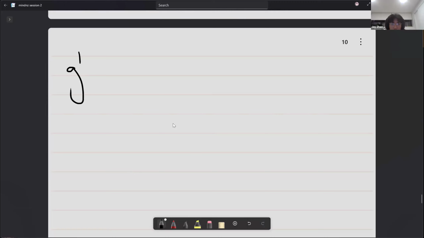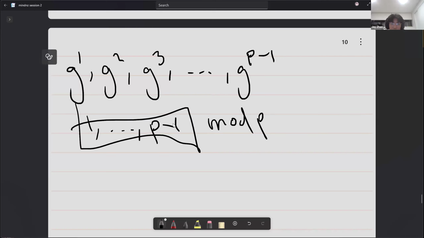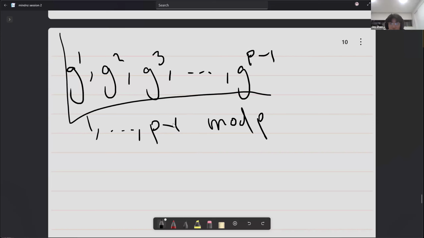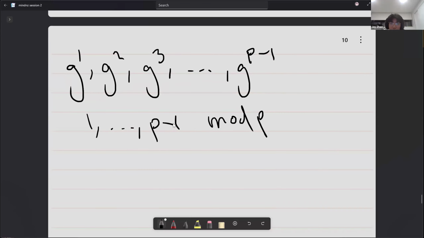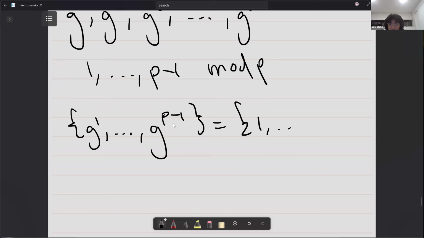So this means if you consider all the powers G1, G2, all the way to G P minus 1, these are all different mod P. And obviously, none of these are 0 mod P, so it's just 1 to P minus 1 mod P. Because there are only P minus 1 possible residues mod P, and each of these is a different residue, this set G1 to G P minus 1 is just the same as 1 to P minus 1. It's just that the order is different when you do it like this.